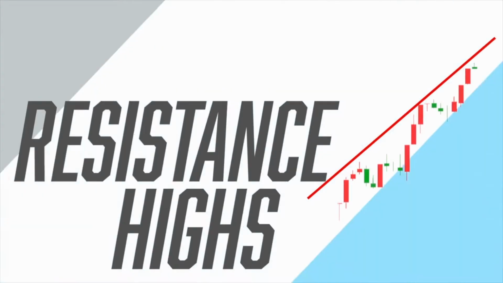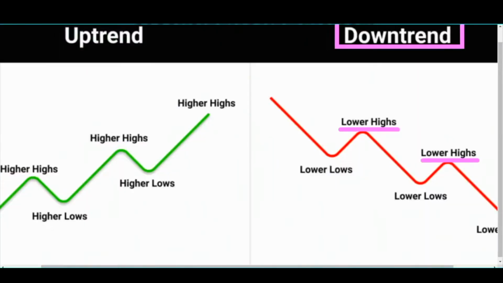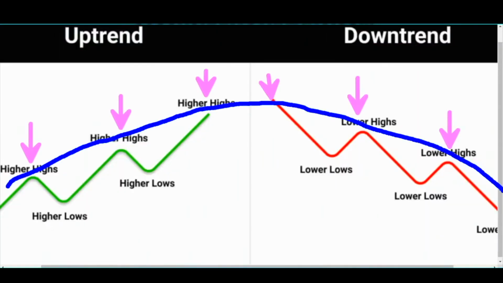Now let's look at resistance at the highs. Resistance highs. Your resistance lines will always come in at the highs of the candlesticks. When you're in an uptrend, you'll have higher highs. And when you're in a downtrend, you'll have lower highs. And that's why I say the highs will always have resistance, no matter if it's in an uptrend or downtrend.